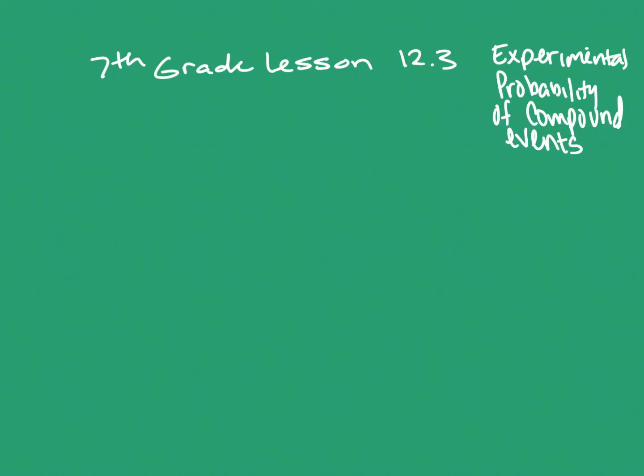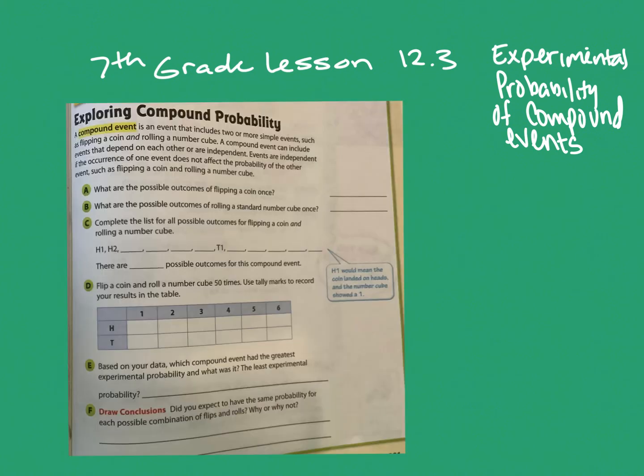Seventh grade lesson 12.3 is experimental probability of compound events. We have done experimental probability of simple events, so now we're just going to look at that in terms of compound events. A compound event just means that more than one item is happening when it comes to probability. So maybe I'm flipping a coin and then I'm also rolling a die. So you have two pieces that are being put together.